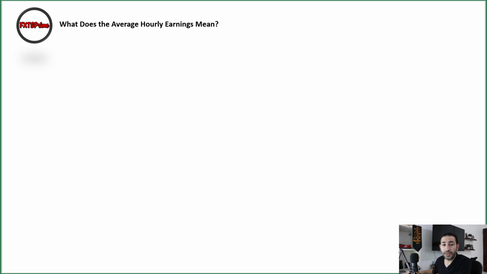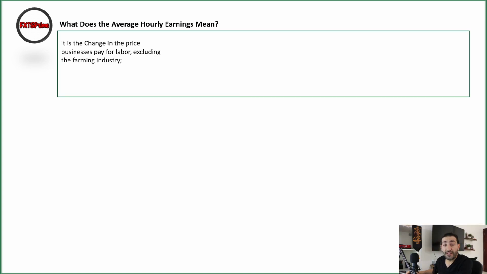So first of all, what does the average hourly earnings mean, or what does the income indicator mean? The average hourly earnings is the change in the price businesses pay for labor, excluding the farming industry. So it is the income, or the earnings, or the wages the businesses pay for the employees, and that indicator is excluding the farming industry, excluding the farming employees.